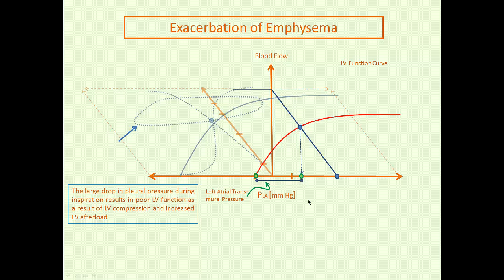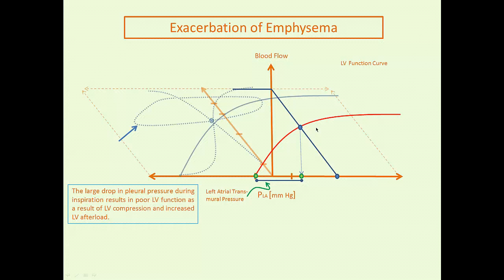That is, as the lower lobes gas trap and as the volume of the lower lobes is increased, you can compress the free wall of the left ventricle, which tends to suggest a diminished left ventricular compliance. And this probably only starts to occur when you're at fairly high lung volumes in the lower lobes.